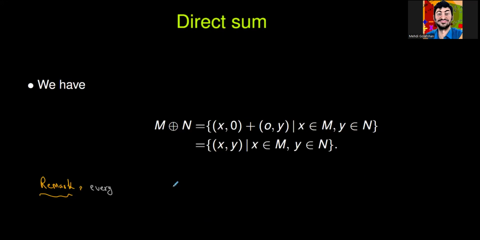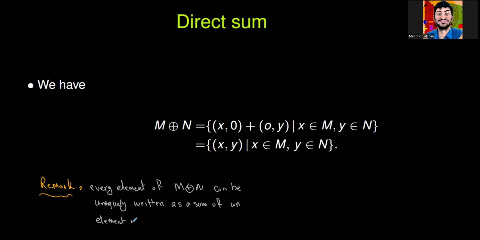Sorry for the interruption. So every element of this direct sum can be uniquely written as a sum of an element in M and an element in N. Okay, we have this before in linear algebra.